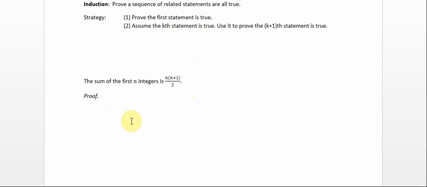A classic induction proof is to prove that the sum of the first n integers is given by this answer. If you wanted to add up the first 10 numbers, 1 plus 2 plus 3 all the way up to 10, you could do that one by one, right? Or this formula will give it to you. It'll be 10 times 10 plus 1, 11, over 2. So 55. And you can check that that's true. It's easy to prove that any one of them is true because you just work it out, but we want to prove it's true for all of them, infinitely many. It's true for the first one integer, the first two integers, the first three integers, and so on forever.